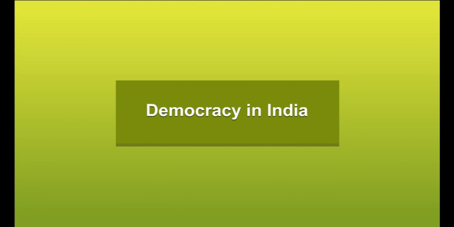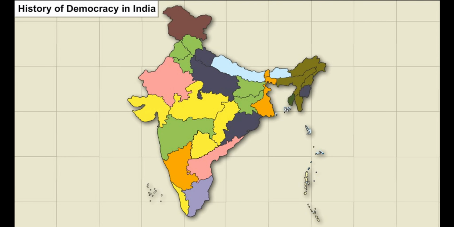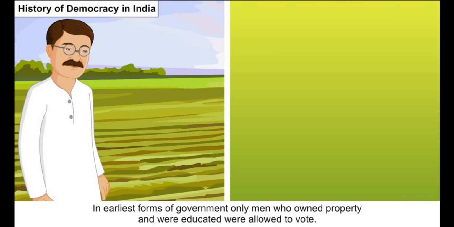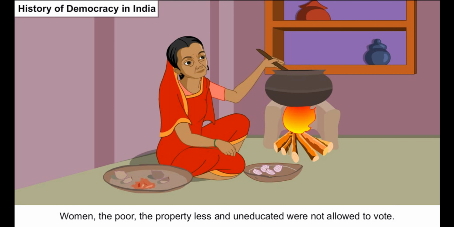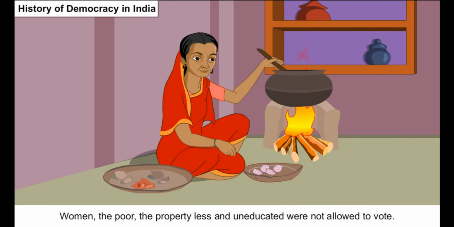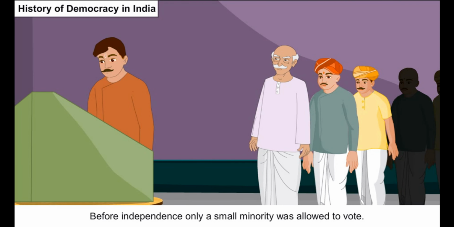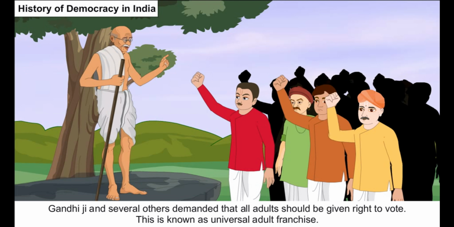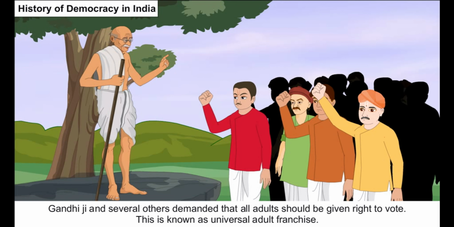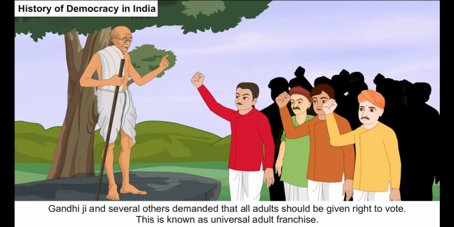Democracy in India. History of democracy in India. In earliest forms of government, only men who owned property and were educated were allowed to vote. Women, the poor, the propertyless, and uneducated were not allowed to vote. Before independence, only a small minority was allowed to vote. Gandhiji and several others demanded that all adults should be given the right to vote. This is known as universal adult franchise.